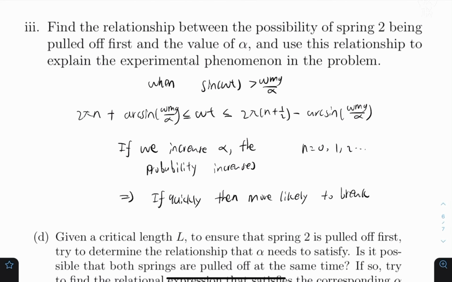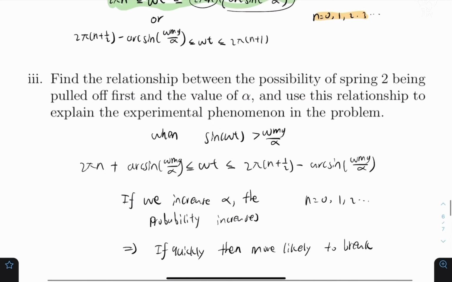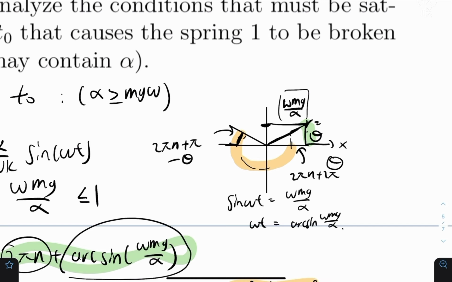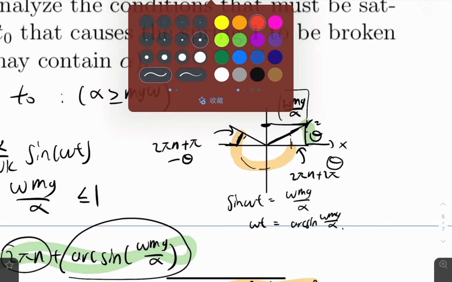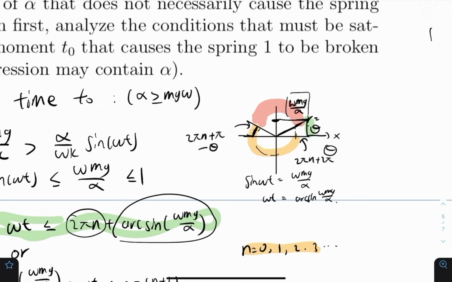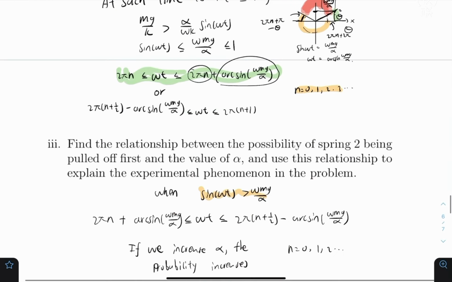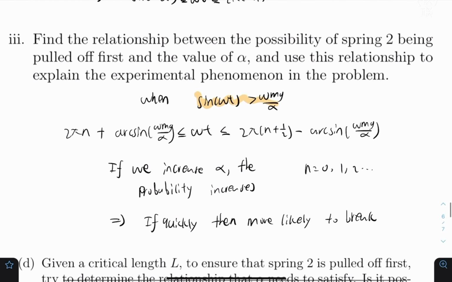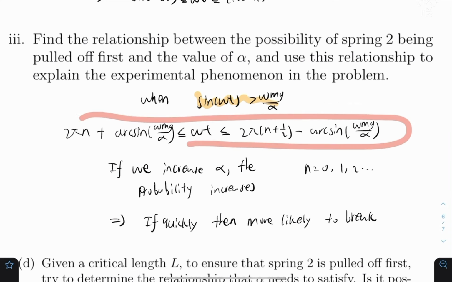So it is finding the relationship between the possibility of spring 2 being pulled off first and the value of α, and using this relationship to explain the experimental phenomenon in this problem. So for this problem, we only need to figure out the case where sine ωt is greater than ωmg divided by α. So basically, we're trying to figure out when the angle lies between this region, or basically when the angle lies in this region. And from the graph, we actually can see ωt is between this bound, right?